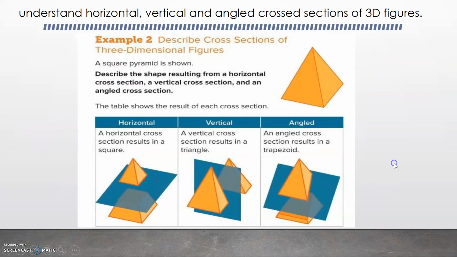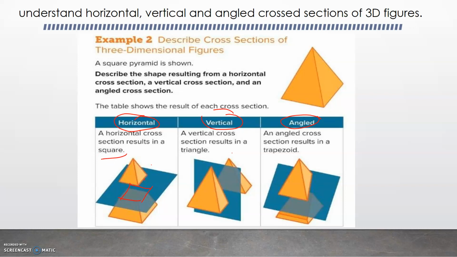Now let's see some other examples. For example, this one. This in here, a pyramid. We're going to cut it in the three moves that we can. First one, we're going to do a horizontal, then vertical and angle. Take a look at the horizontal. What do you see as the result of the intersection? It's going to look like a square.